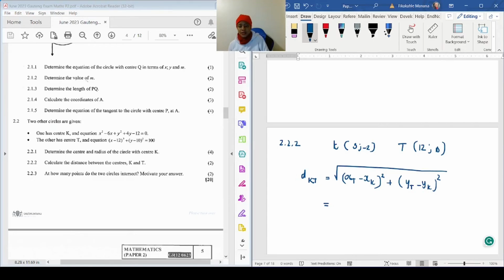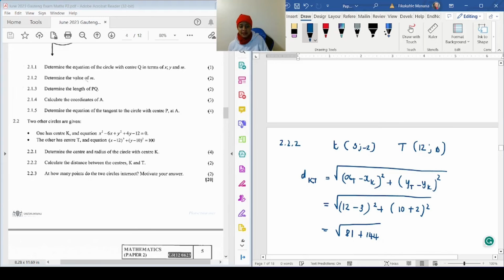So the x coordinate of T is 12 minus 3. Y coordinate is 10 minus negative 2, which is plus 2. And then we have 9 squared, which is 81. And you have 12 squared, which is 144.